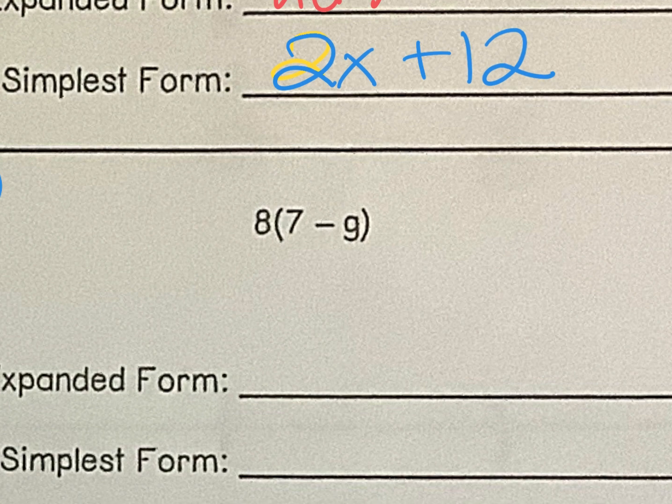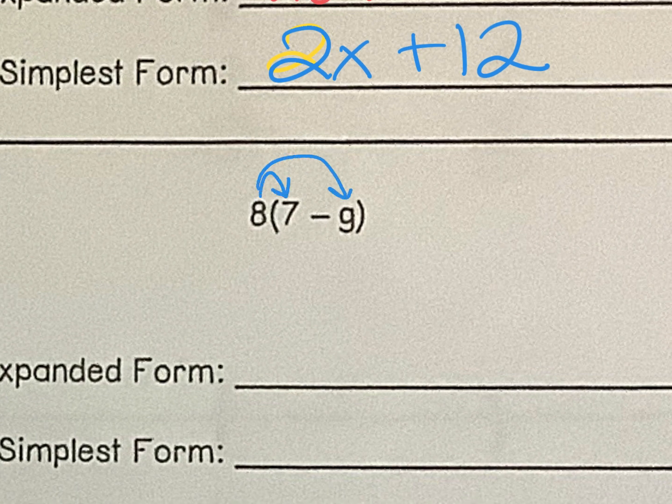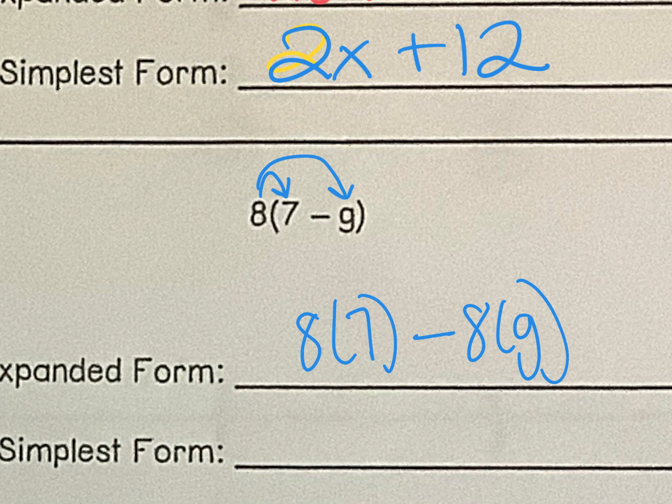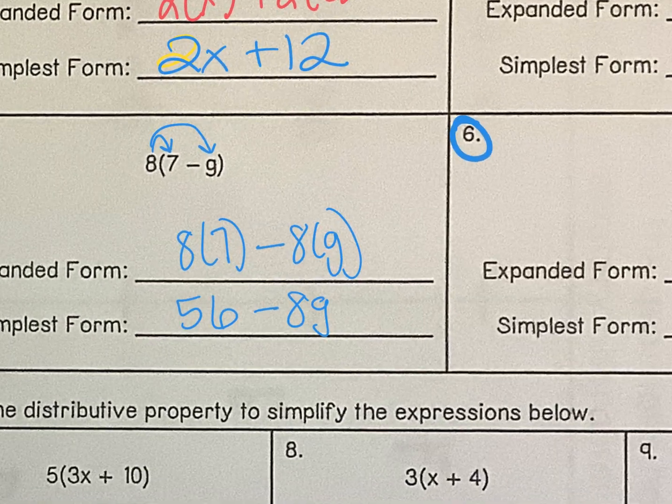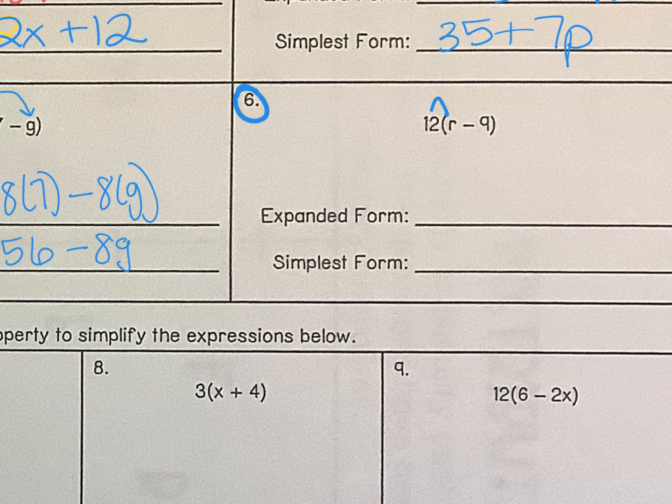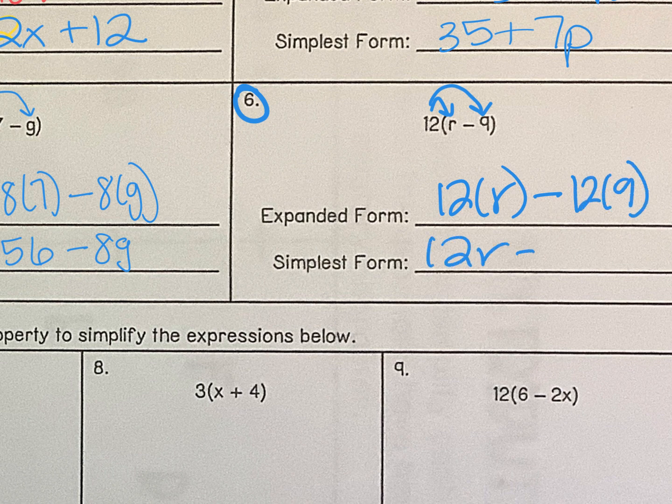Okay, so this 8 right here, the 8 has to go to everything inside of there. So it's 8 times 7 minus 8 times g. So it is 8 times 7 is 56 minus 8g. That should have been your answer there. On this one over here, if you notice, well, never mind, that's a 9. I thought it was a Q. The 12 has to go to everything inside. So it's 12 times R minus 12 times 9. So that's 12R minus, I believe that's 108.